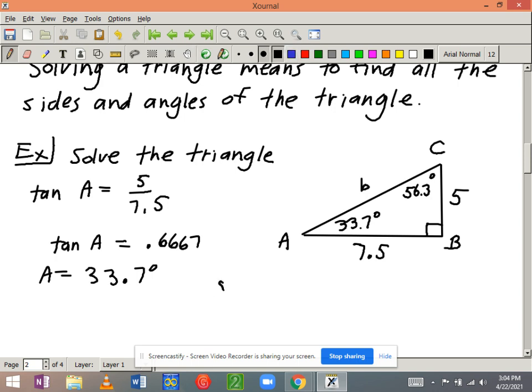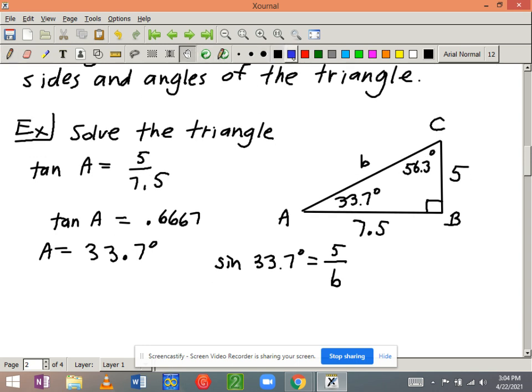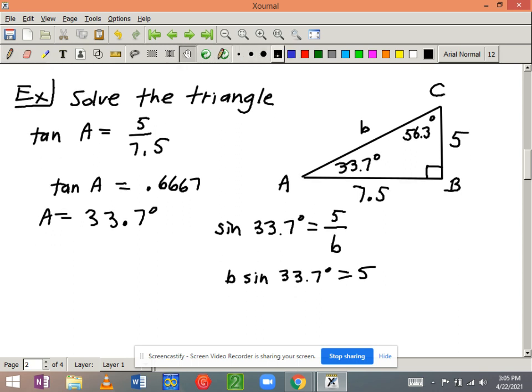So the sine of angle A, but I know that right now, right? It's 33.7. Sine of 33.7 equals opposite over hypotenuse equals 5 over b. And then I'll just solve that for b, and I will have solved my triangle. So that'll give us b sine 33.7 degrees equals 5. Just multiply both sides by b, and then you're just going to divide. So b equals 5 divided by sine of 33.7 degrees.